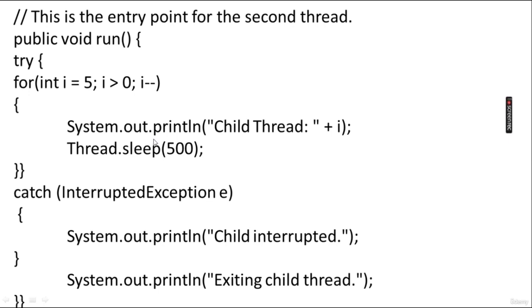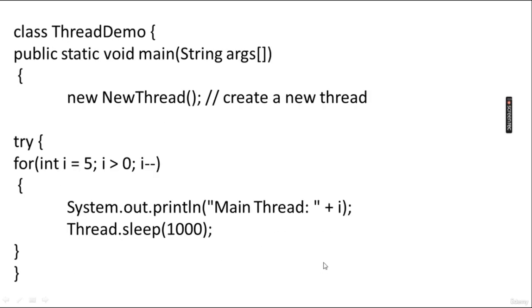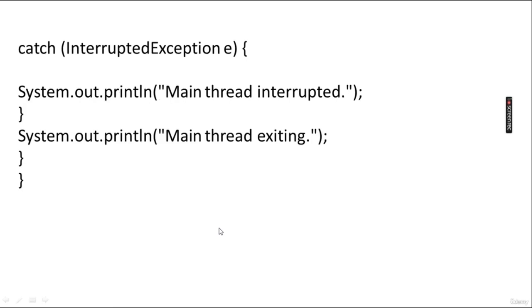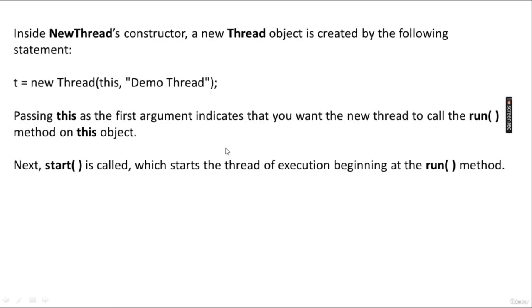And if any other thread interrupts this thread, or you press any button, it will print "Child interrupted" and "Exiting child thread." Now, a new thread is created 5 times. It is in main, which we are writing. Then the main thread: in the main thread, the sleeping time is 1 second. It also prints "Main thread interrupted" and "Main thread exiting."